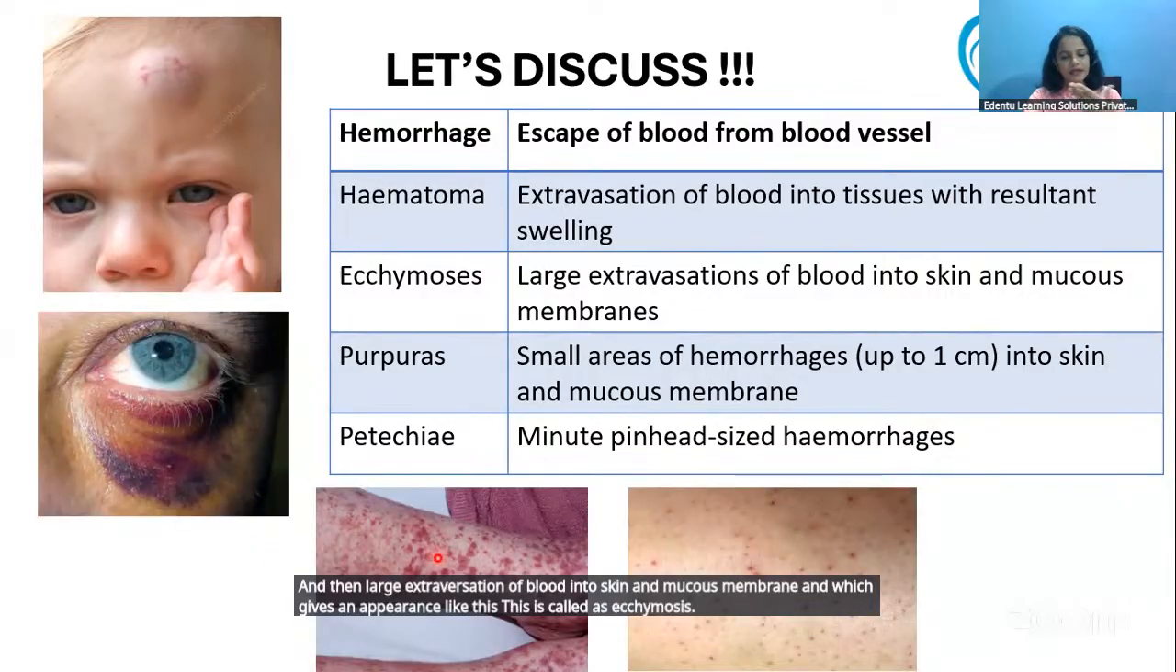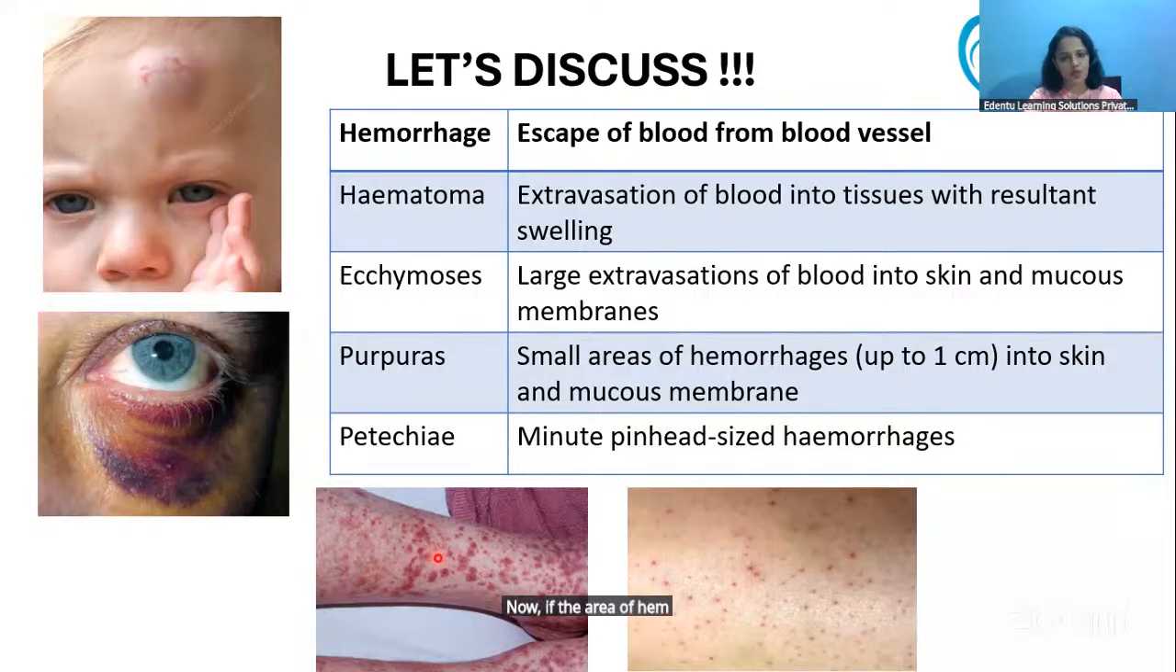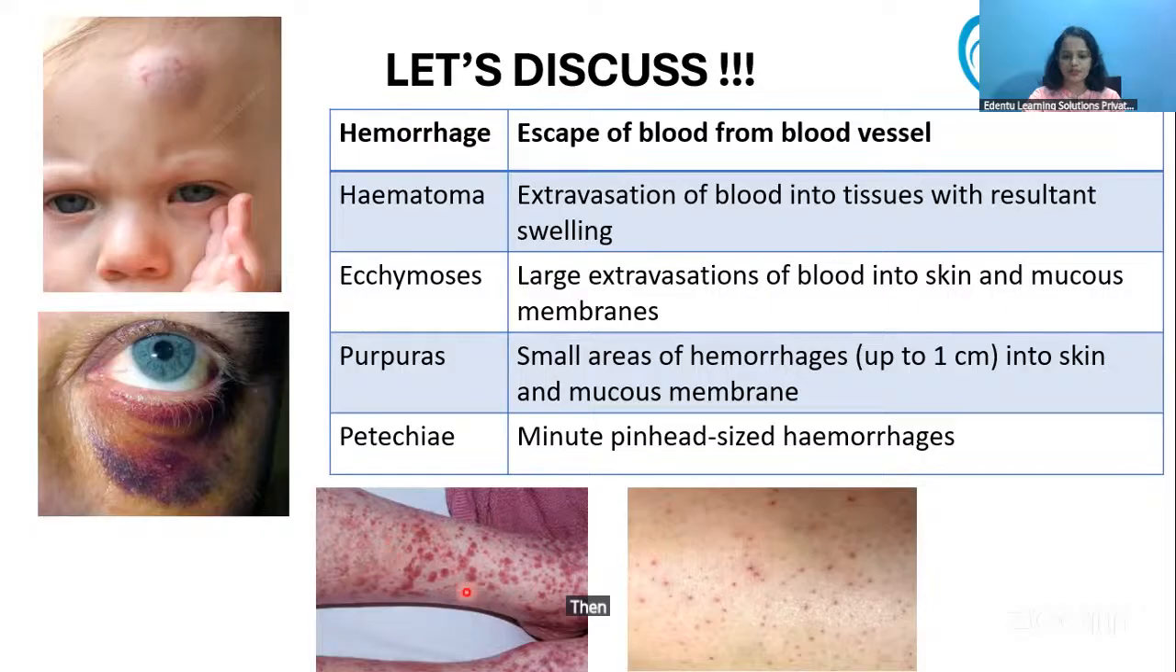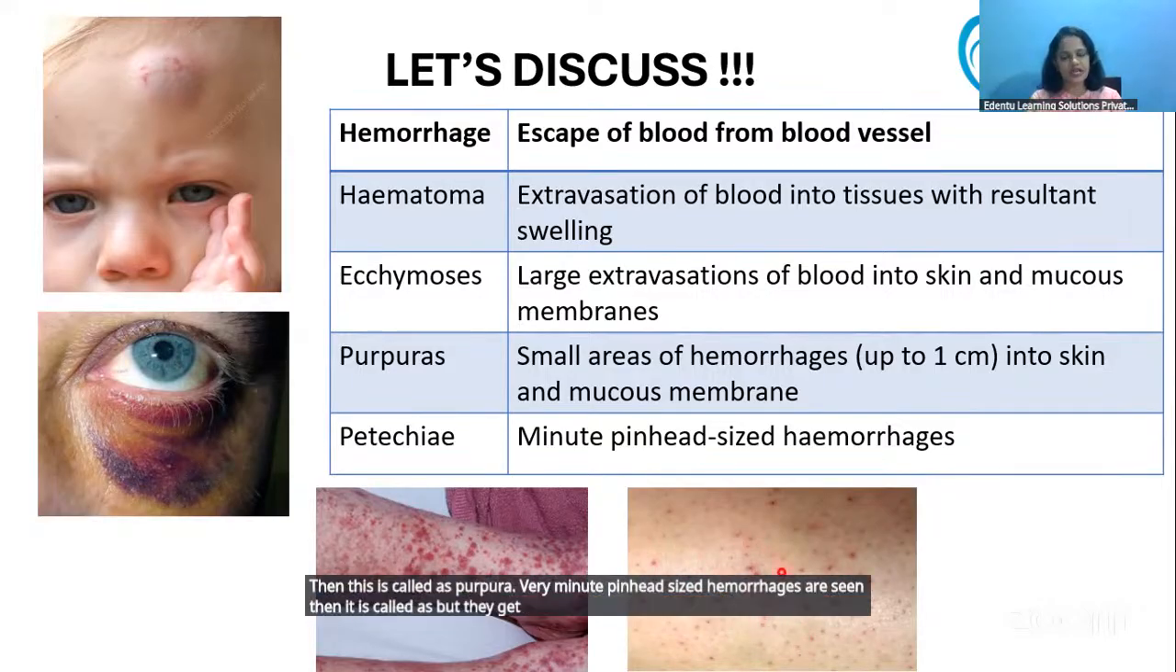Now, if the area of hemorrhage is a little bit smaller, up to 1 centimeter only, and it is seen in the skin and mucous membrane like this, then this is called purpura. Very minute pinhead-sized hemorrhages are called petechiae. So petechiae is the smallest one. A little bit larger, up to 1 centimeter in diameter, is called purpura.